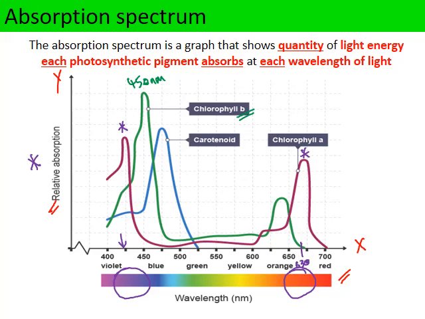We know the carotenoids include beta carotene and xanthophyll, and these are accessory pigments that absorb different wavelengths of light compared to both chlorophyll B and chlorophyll A. And they have the highest amount of light energy being absorbed at about 475 nanometers across the visible spectrum. So the absorption spectrum is defined as the quantity of light energy being absorbed by each photosynthetic pigment across the spectrum of visible light wavelengths.